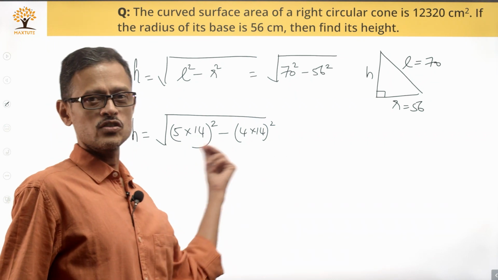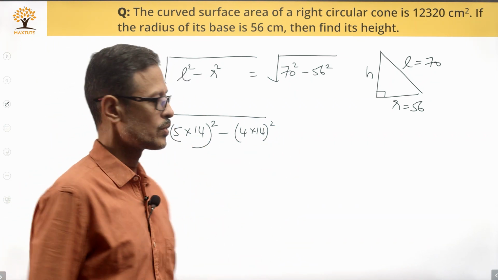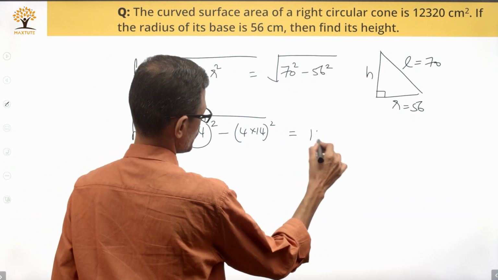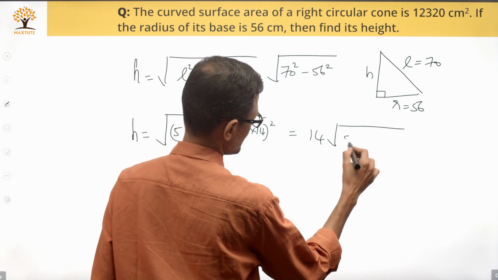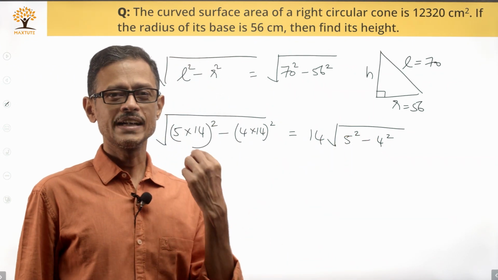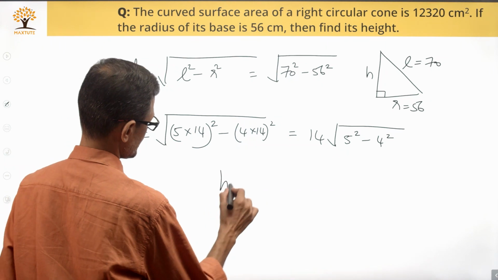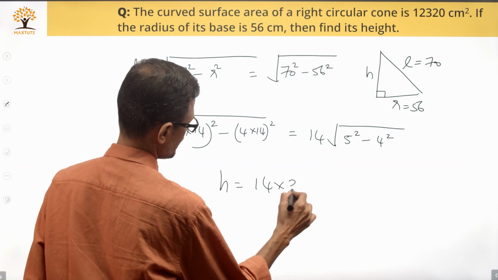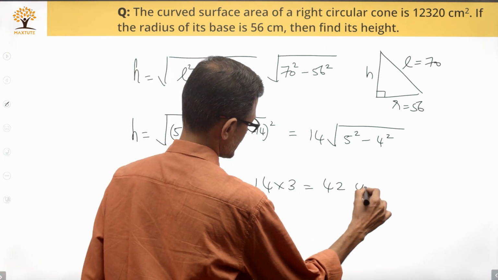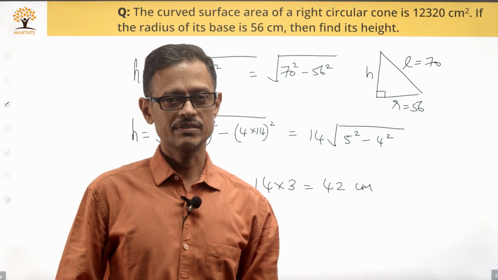So this 14 square is common to both these terms, can be taken common outside, and when it comes to the square root, it's going to be equal to 14. So 14 times square root of what is left? 5 square minus 4 square. This is easy calculation. 25 minus 16 is 9, square root of 9 is 3. So the height is equal to 14 times 3, which is equal to 42 centimeters, right? So other than this bit of calculation, this is a very simple straightforward question.